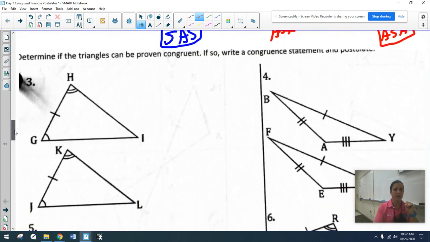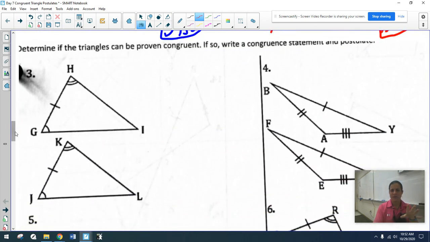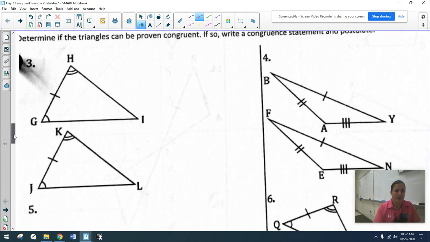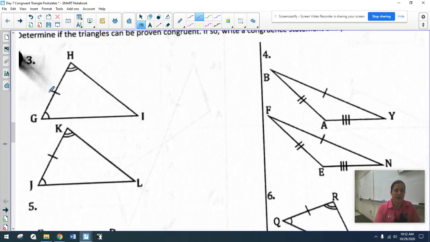Okay, the only other type of problem that you'll see, and this is probably more so the type that you'll see on the IXL stuff. Okay, this says determine which ones are congruent. If so, write a statement. So that congruent statement that I talked about.